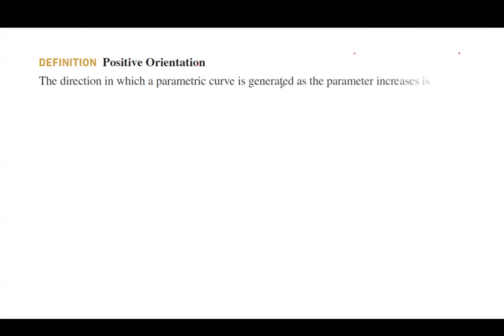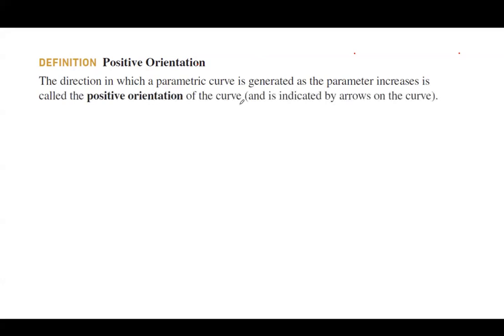Our focus is on positive orientation. So what is positive orientation? It is the direction in which a parametric curve is generated as the parameter increases. It is called the positive orientation of the curve, and it is usually indicated by some arrows on the curve.